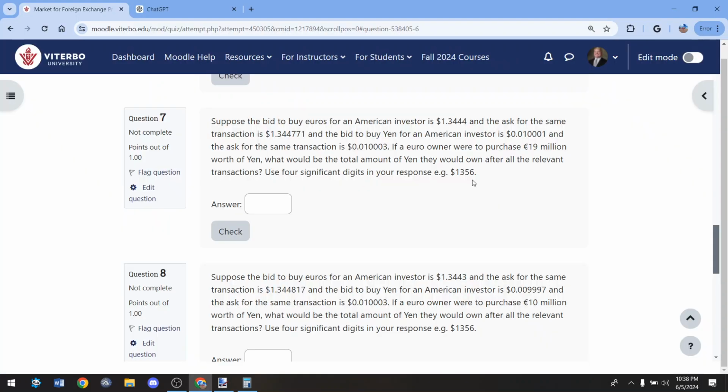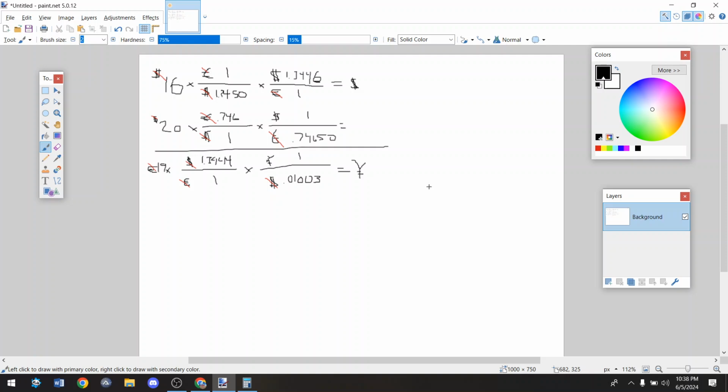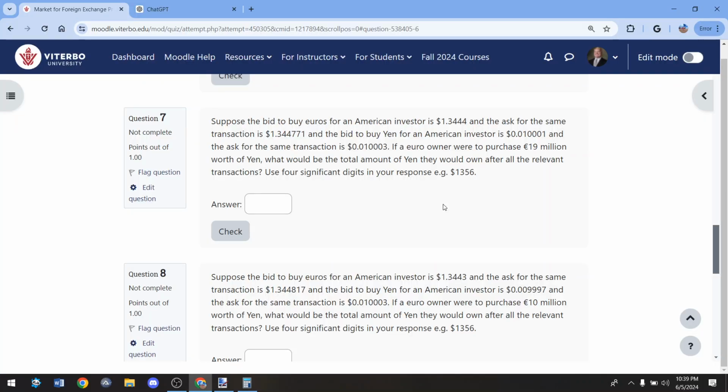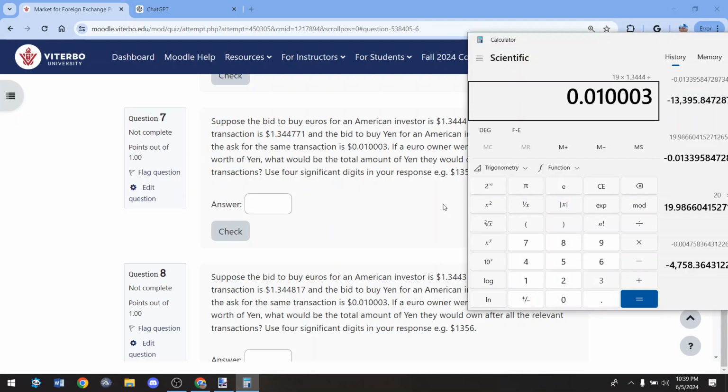And that's, I believe, the question. It wants to know what's the total amount of yen after you buy this. Okay, so now we'll do the multiplying. We'll do it all out. So 19 times 1.3444, divided by 0.0100. Now, I think I missed a zero. Be careful of that. 3 zeros before the 3.